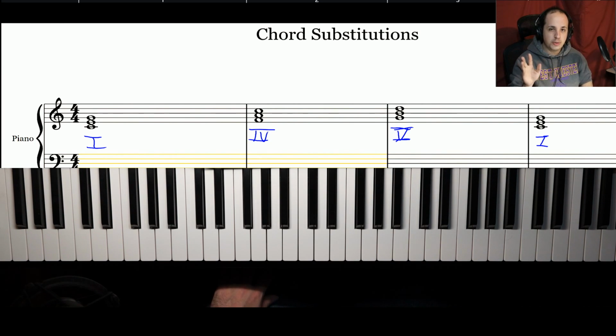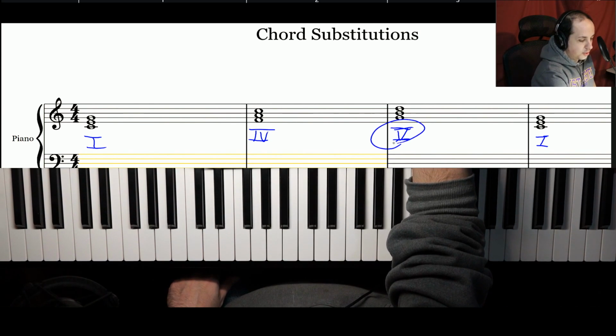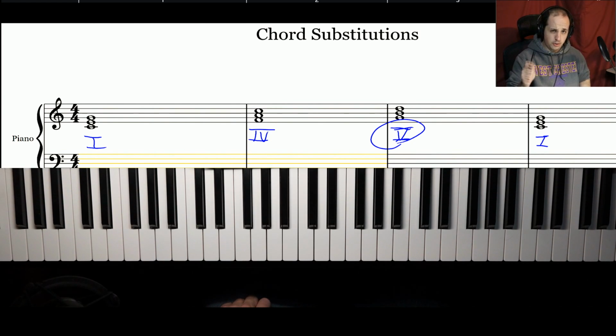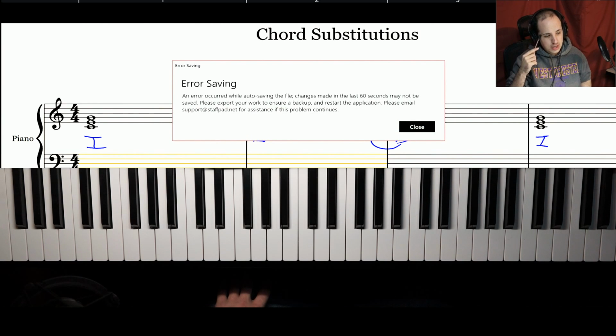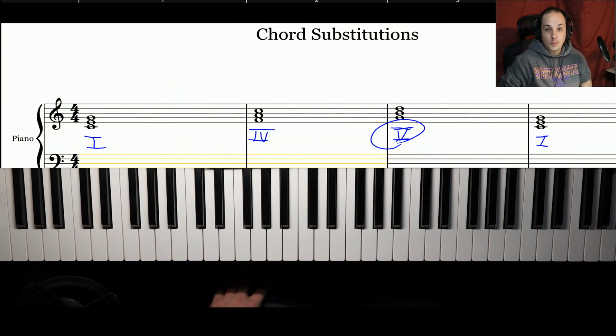So what a tritone substitution is, you're taking the 5 chord. So we're taking this one right here, and we are replacing that with a tritone chord, that is a major chord built on the tritone of G. And you may be like, what? What did you say? Oh, it says error saving. You may be thinking, what did you say?